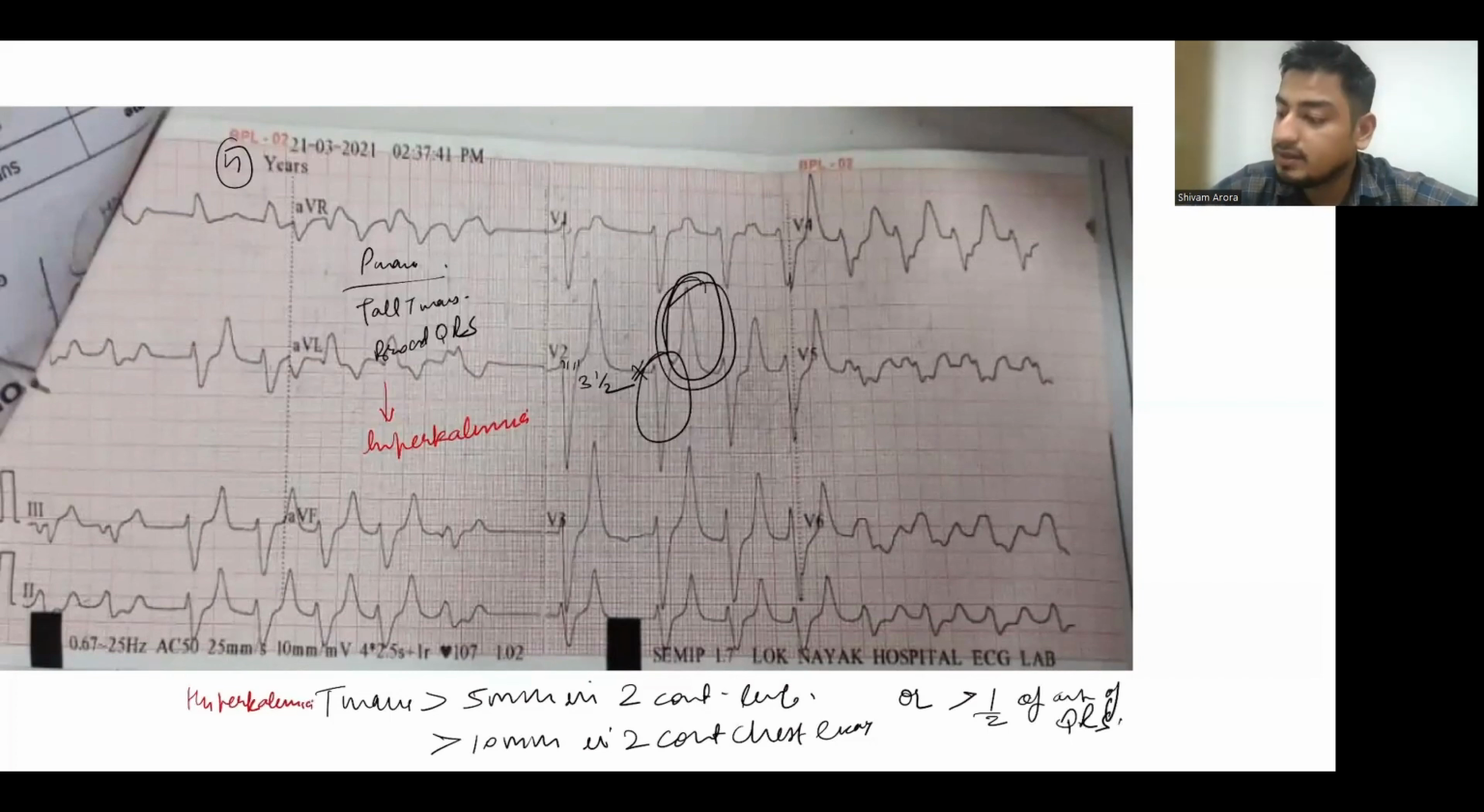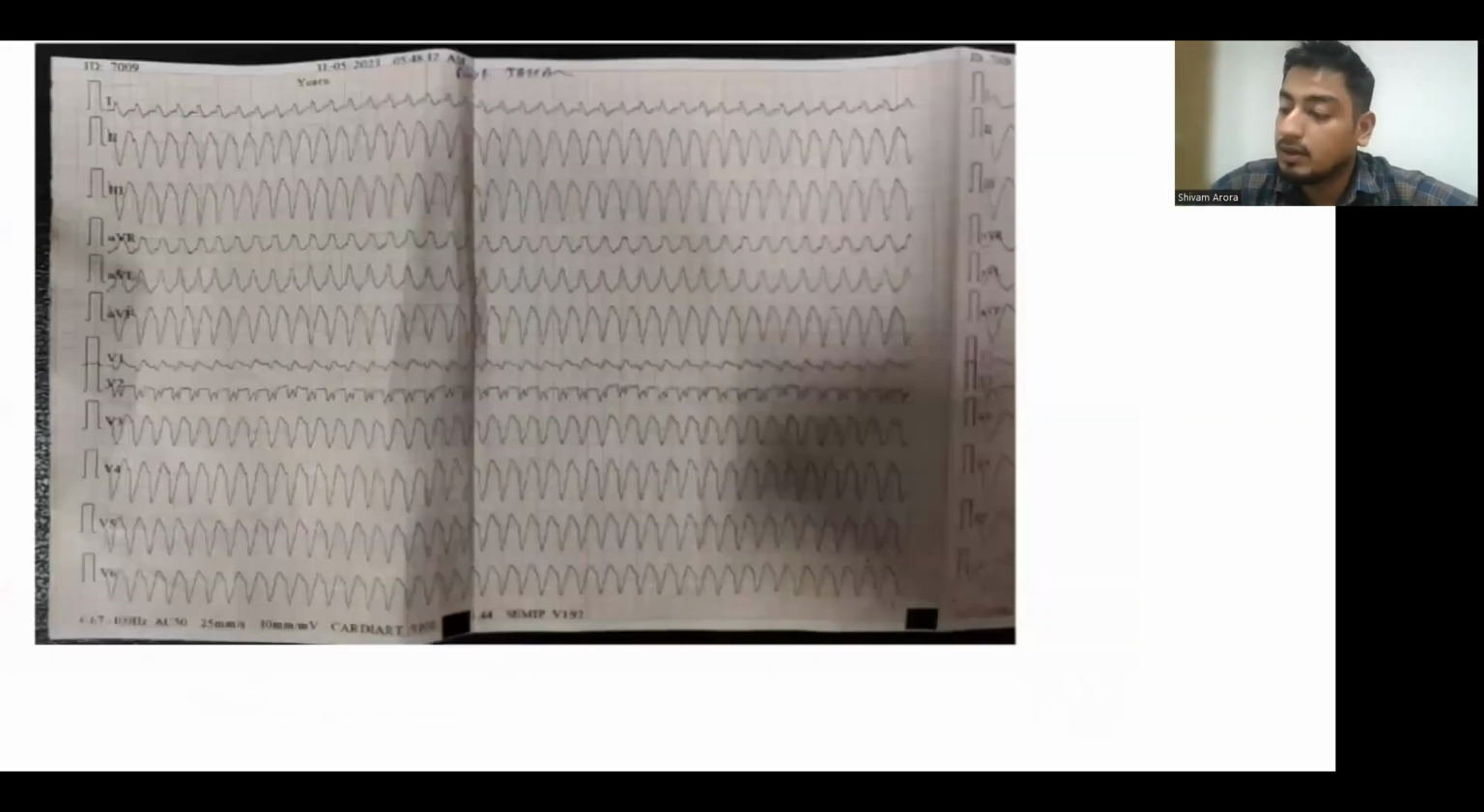What are the ECG changes in hyperkalemia? Tall T waves. Then there are absent P waves, followed by broad QRS, and finally sine wave pattern. Broad QRS is also associated with ST elevation. Clear? This is the fifth ECG.